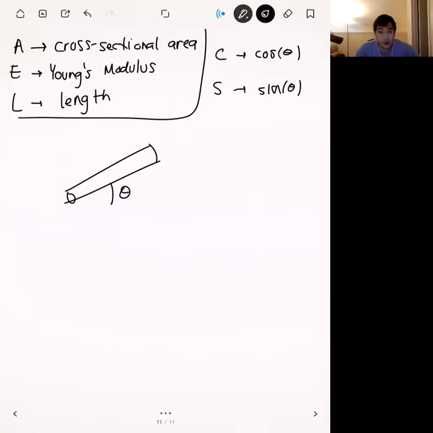Okay, and so the other thing I want you to remember is the convention that we use to determine this angle. Remember, this angle is not necessarily something that's between 0 and 90, and so you have to be really careful with how you assign this angle. The way that we determine this angle is we draw an arrow from the lower numbered node to the higher numbered node.